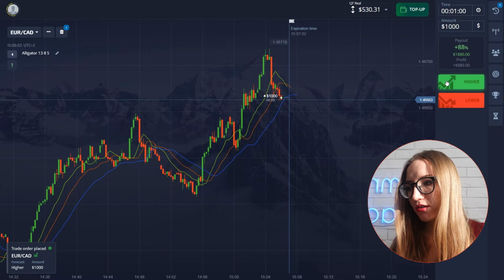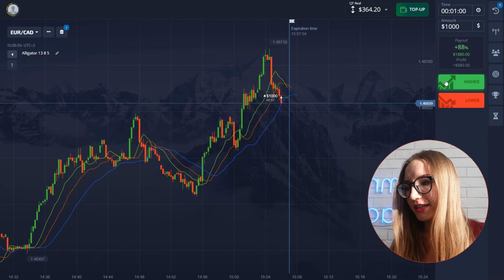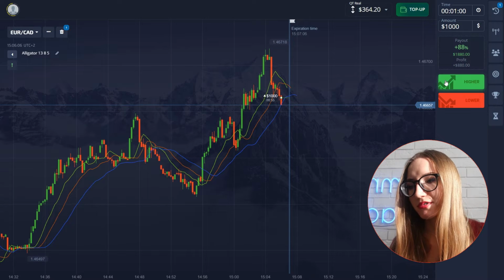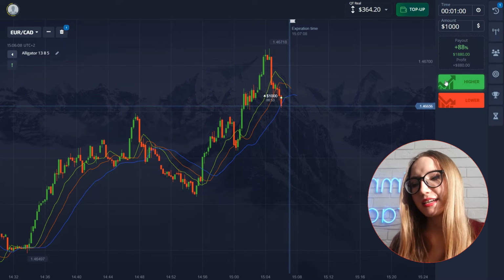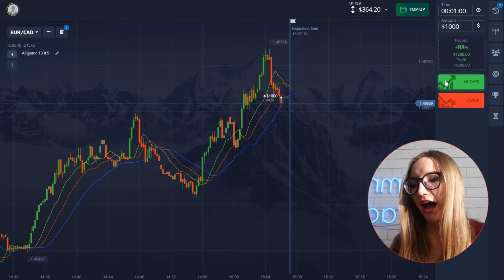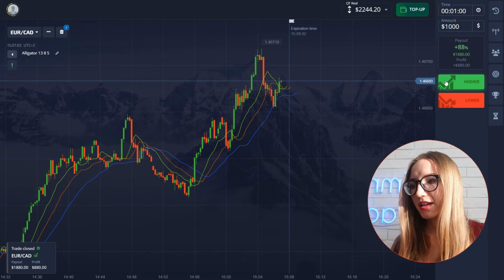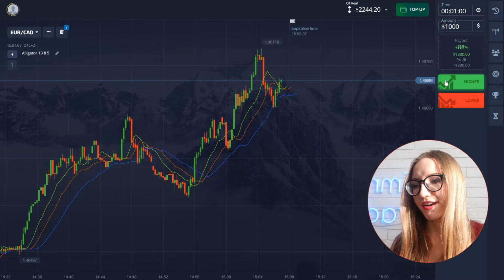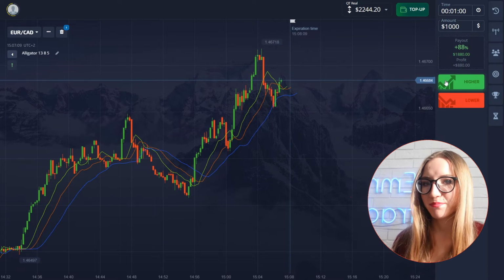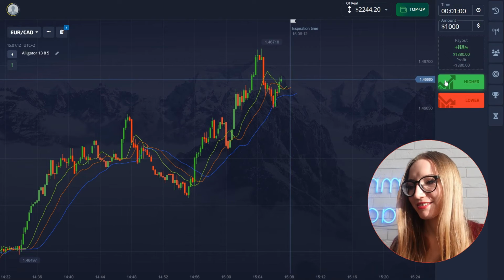And here we can also notice how the green line crossed the red one from top to bottom. And guys, it is a false signal and I don't count it. In a minute the price shows the growth and the green line again crossed the red one. So guys, we got the profit and we can continue.